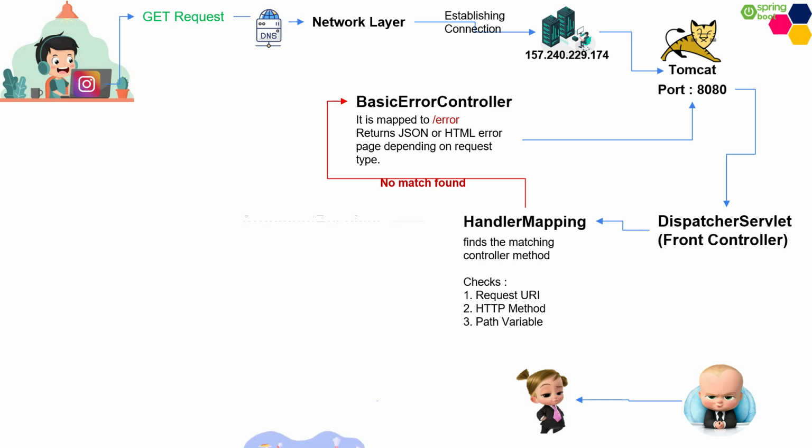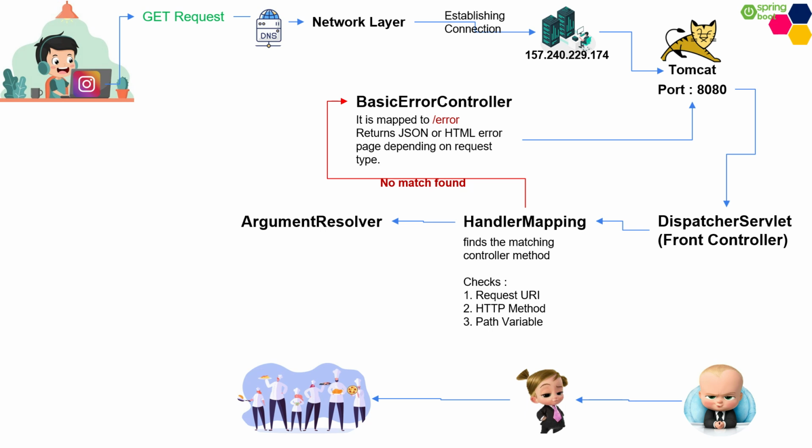That's where argument resolvers step in. Think of them as the kitchen prep crew. They gather all the ingredients the method needs: path variables, query parameters, request body data, and get everything ready. It's like prepping your veggies, spices, and oil before you start cooking.